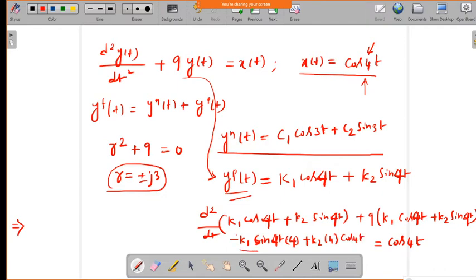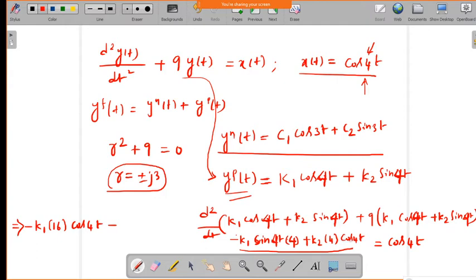So, now this one you have to differentiate again. If you differentiate it again, what you will get? Minus k1, and again it will give 4, so 4 into 4 becomes 16, and sin will again become cos 4t. Okay. So, similarly for the second one, the derivative of cos is minus sin 4t.